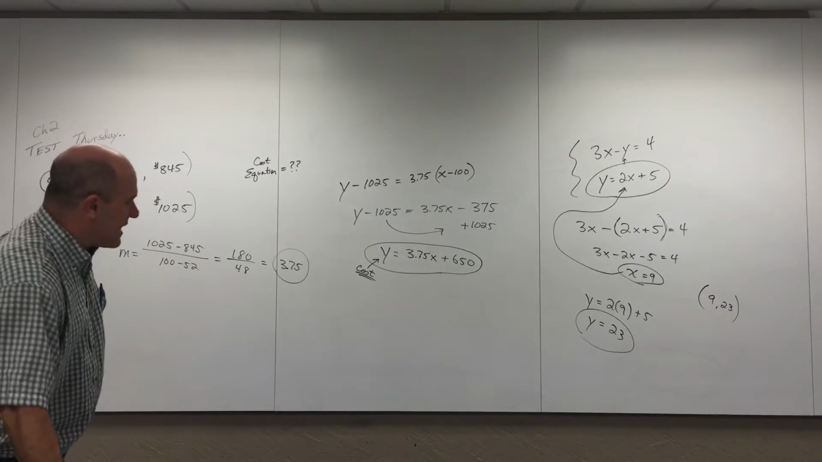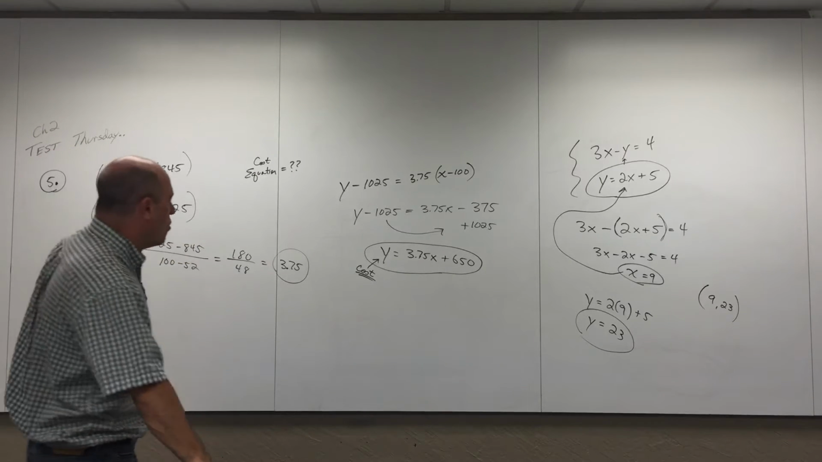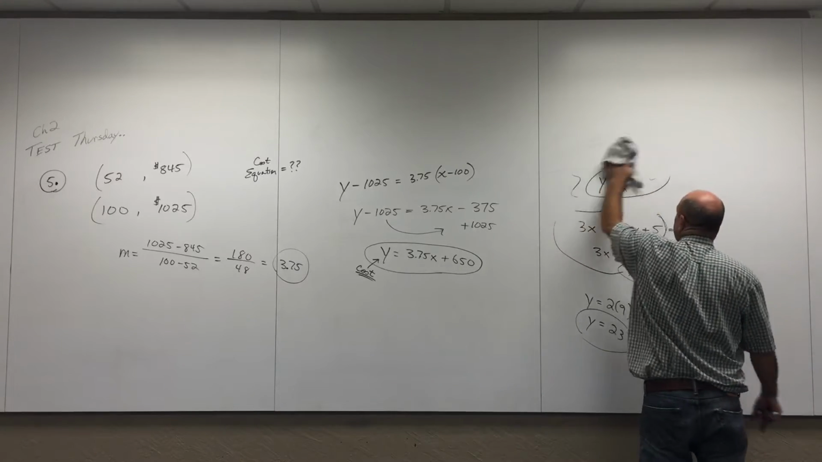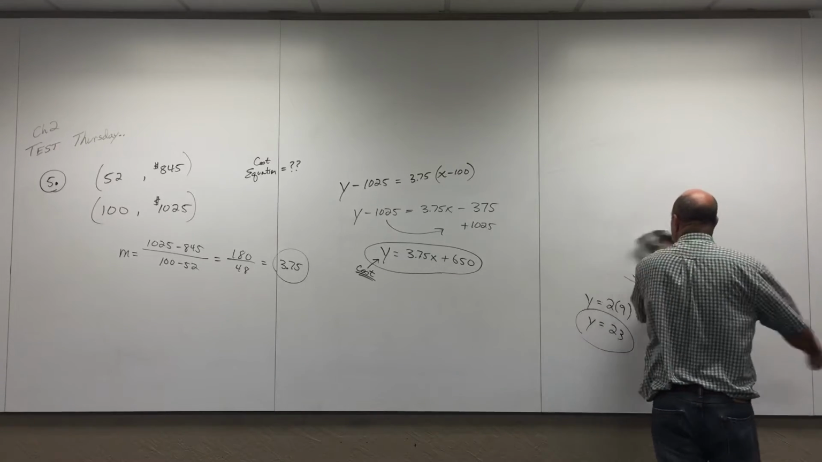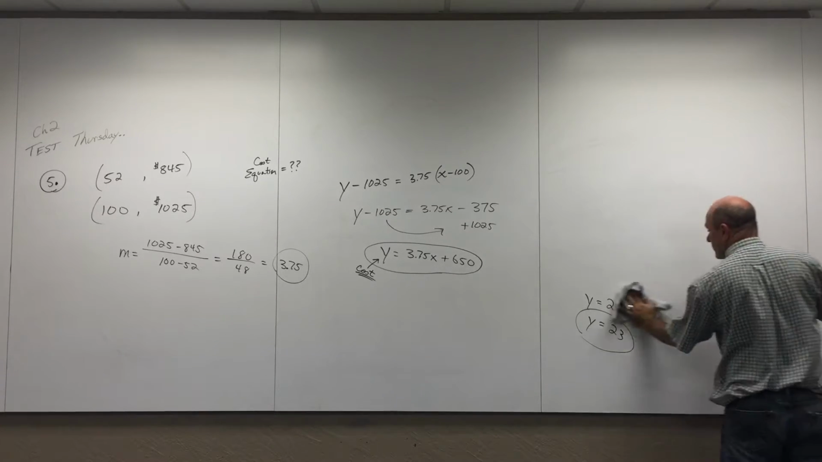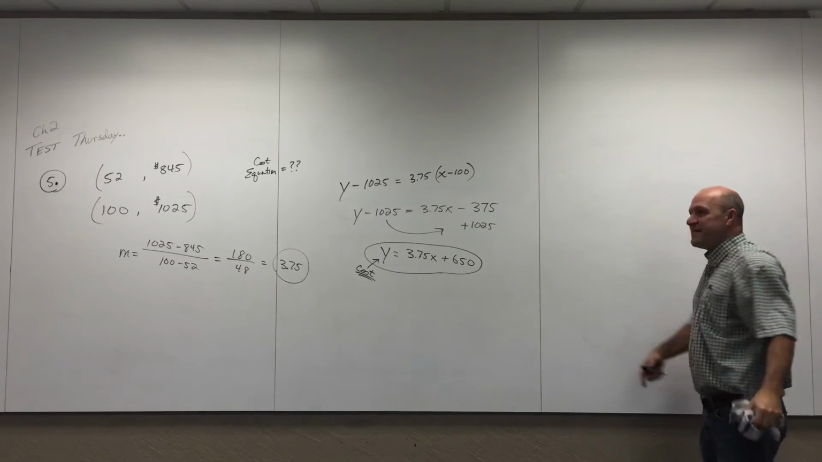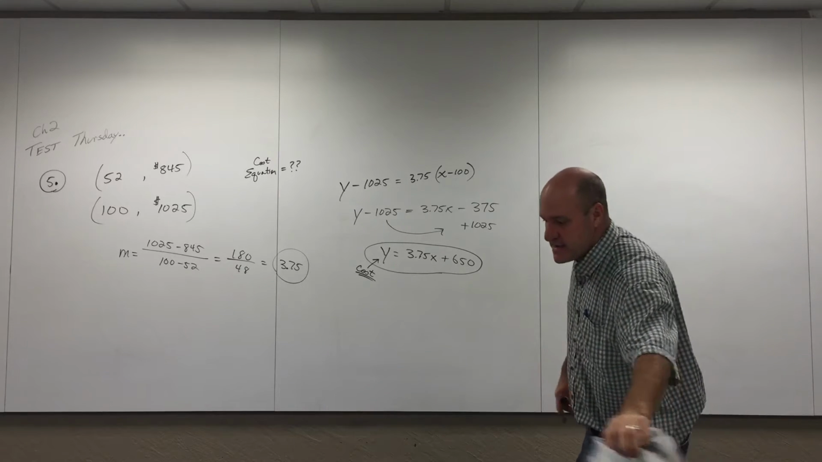Let me ask you again, now that I'm at the end of this cost equation. What's that 3.75? It's called the marginal cost. That's good. What's another word for it? It's the slope. Let's see, what does that mean? What does marginal cost mean?